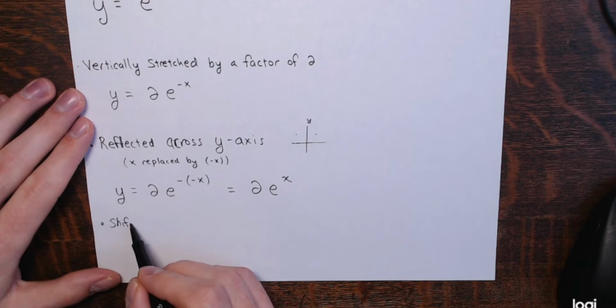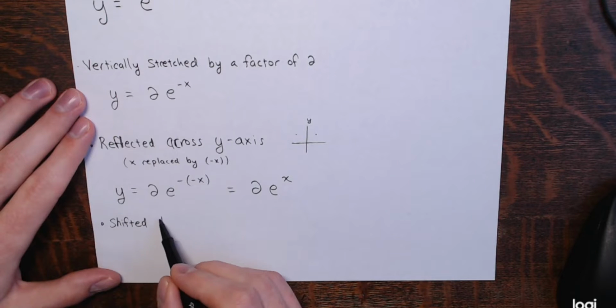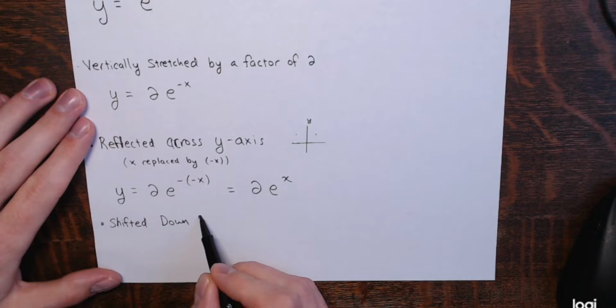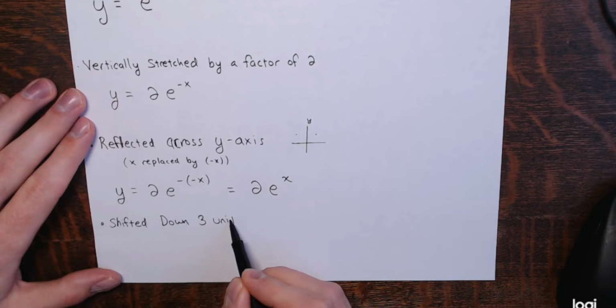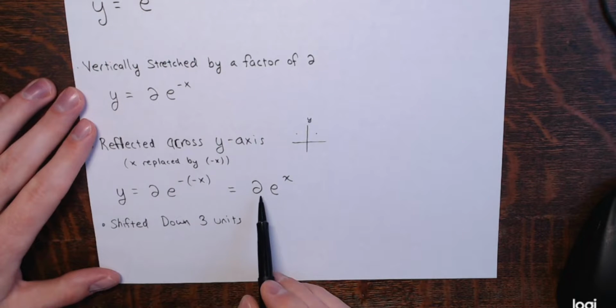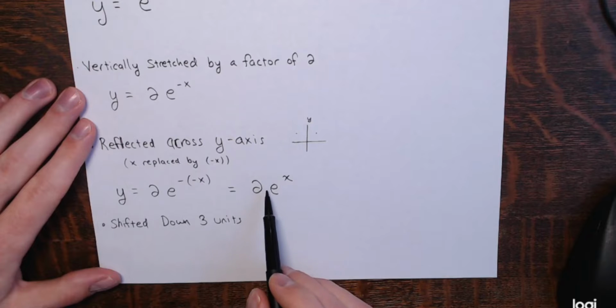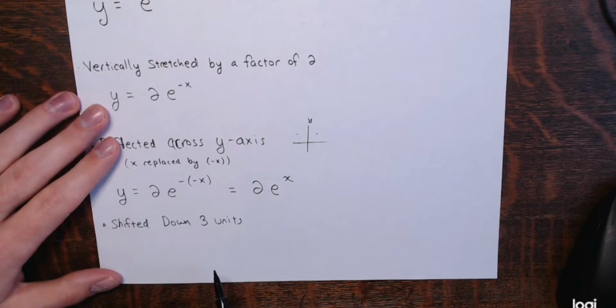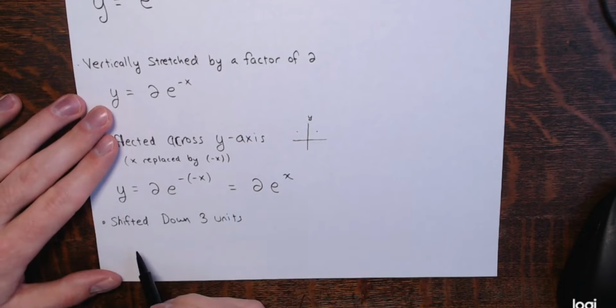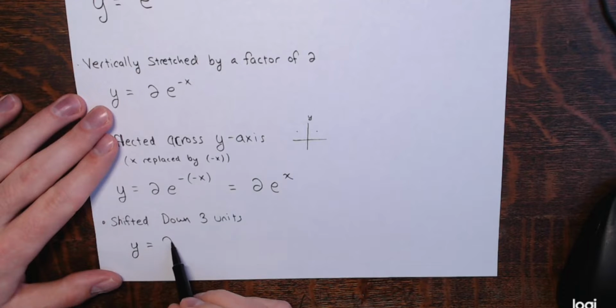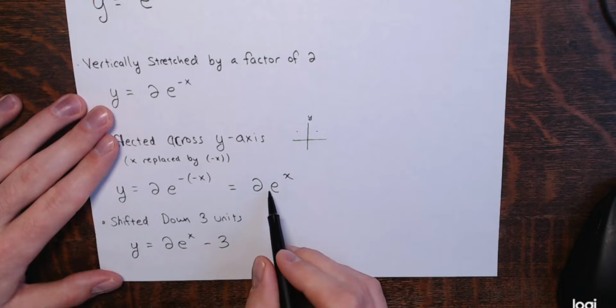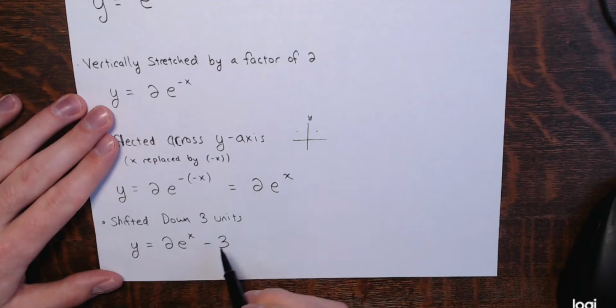Just a vertical shift, right? Shifted down 3 units. And remember, the vertical stuff, you just leave the previous expression the way it is and do something on the outside. Shifting down 3 units is just subtracting 3. Y equals 2 times e to the x, and then minus, leave the previous one the way it is, and then just put a minus 3 outside it.